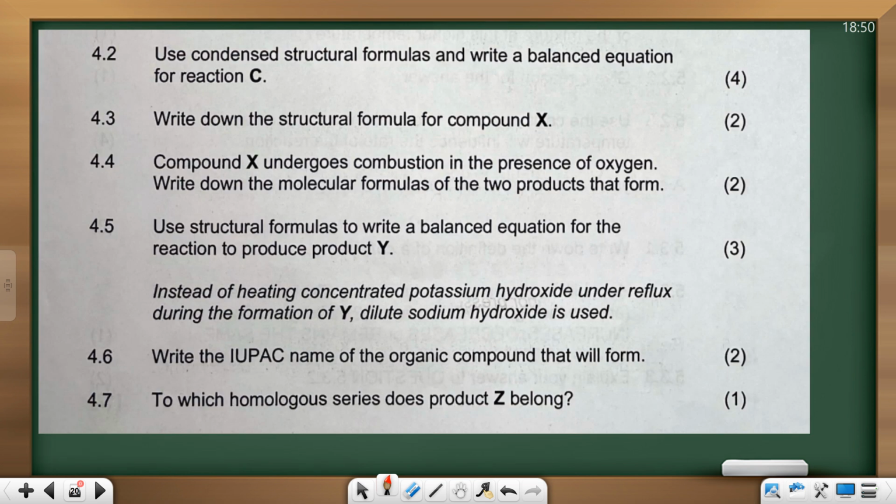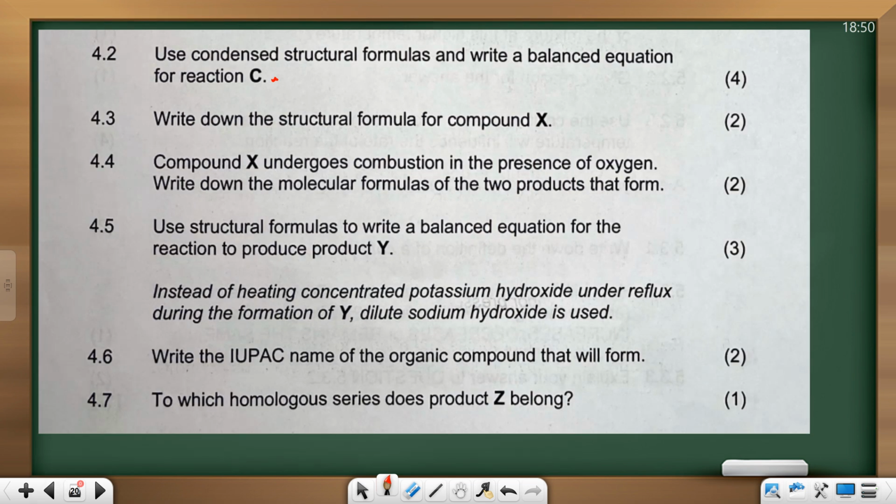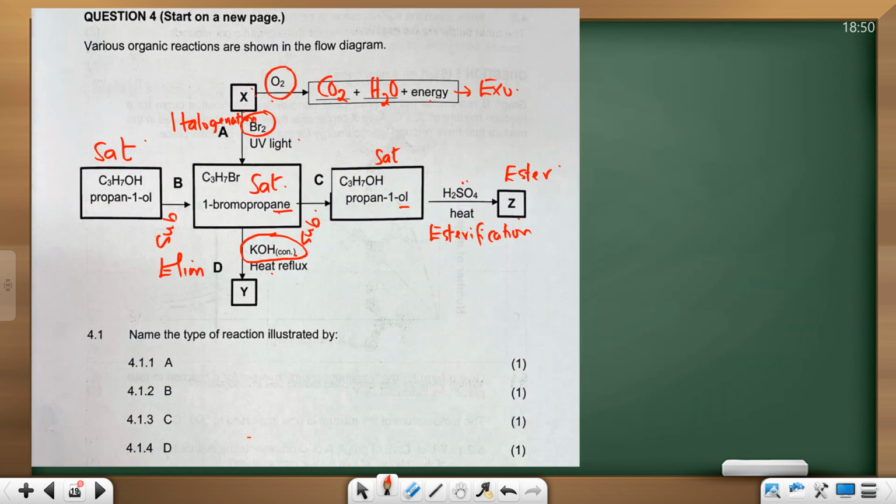Okay, can we get the rest? 10 minutes. Use condensed structural formula to write a balanced reaction for what? C. Can we go for C, my dear learners? We're going to finish now. C. What is happening with C? Guys, check. It's substitution, right? Can you draw? They said use condensed. Is it condensed or structural? Condensed. Please write. We are moving from here to here, right? Please write this equation down.